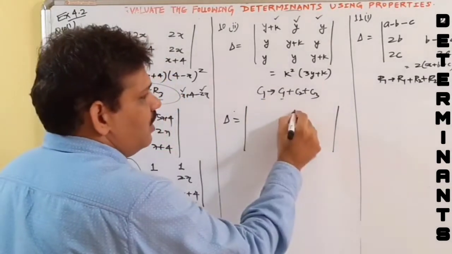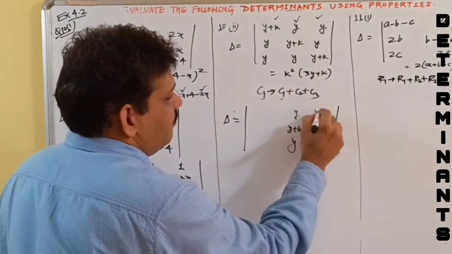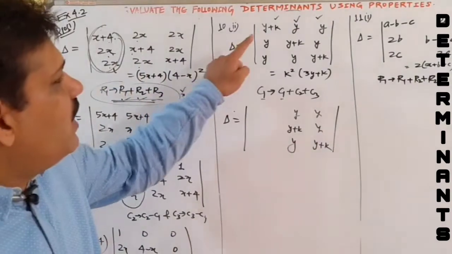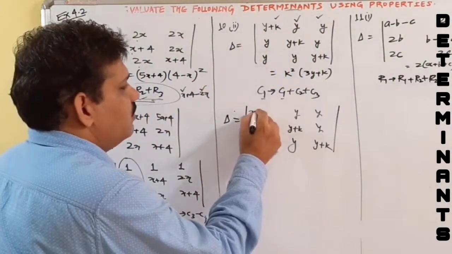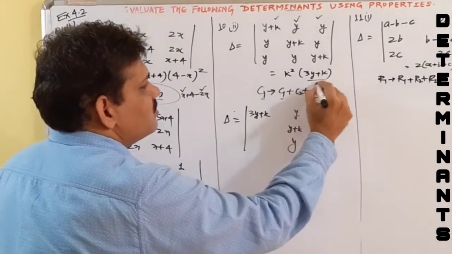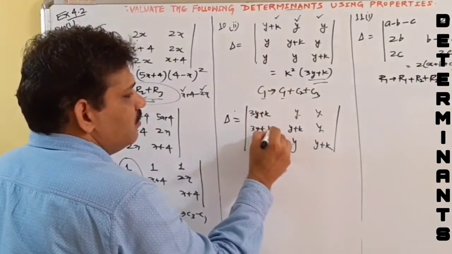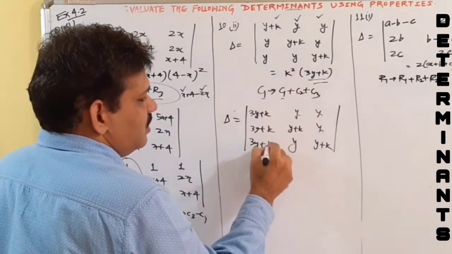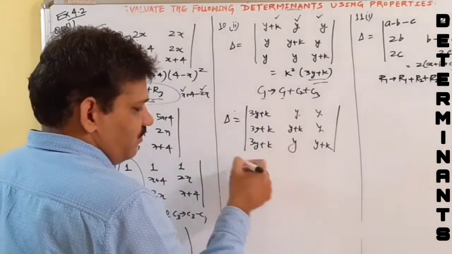there is no change in C2 and C3, only the change is made in C1. So I am writing C2 and C3 the same, y plus k, y plus k. So you may observe, if I add this and this, y plus y plus y, 3y plus k. 3y plus k is to be taken common. Again 3y plus k. Here if we add y plus k, that is 3y plus k. 3y plus k is common from the first column.